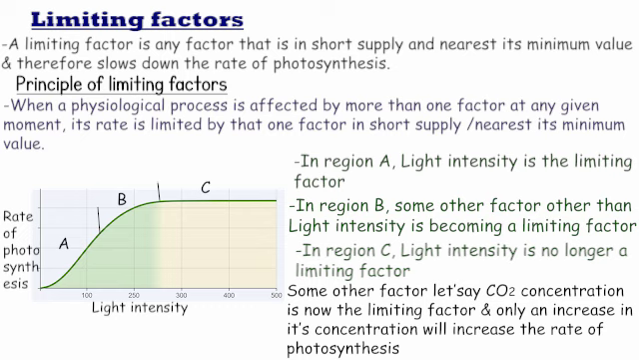So if carbon dioxide concentration is now the limiting factor here, increasing light won't help to increase the rate of photosynthesis. However, increasing the concentration of carbon dioxide, since it's a limiting factor, will increase the rate of photosynthesis up to a certain point. Then some other factor, maybe temperature, will also become a limiting factor. So that's how this concept of limiting factor works.